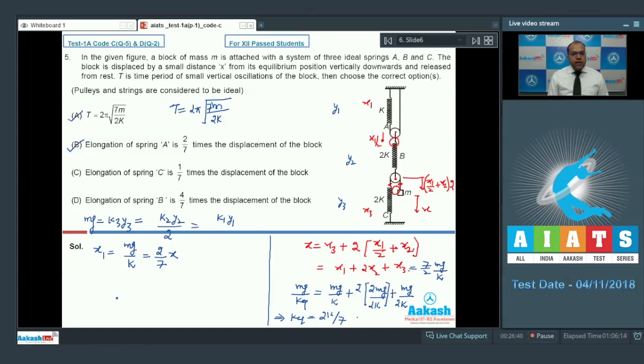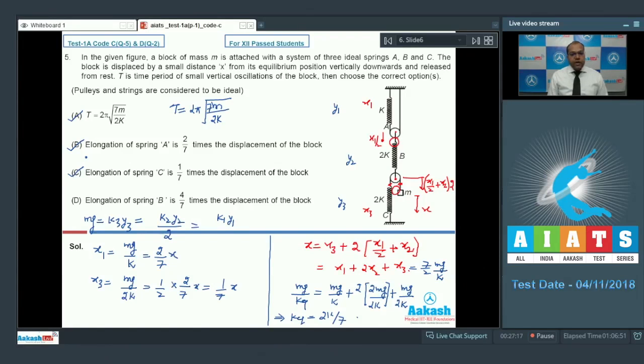Let's check option C. Elongation of spring C is 1 by 7 times the displacement of the block. So elongation in spring C is x3. So x3 is equal to mg by 2k. So this is equal to 1 by 2 of 2 by 7 of x. So it is equal to 1 by 7 of x. So option C is also correct.